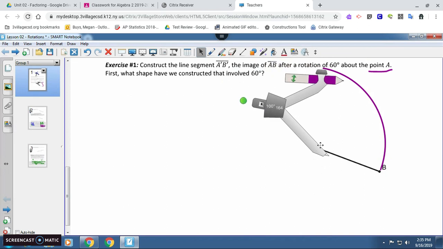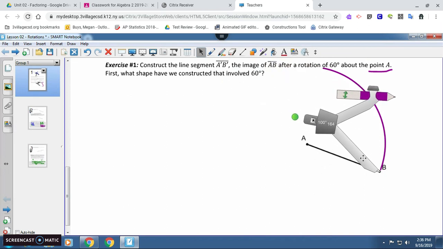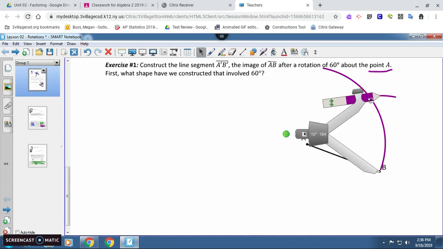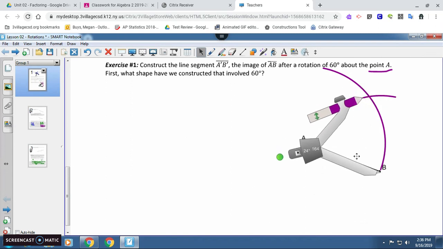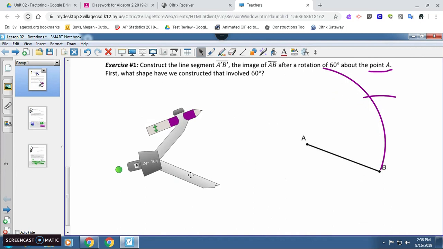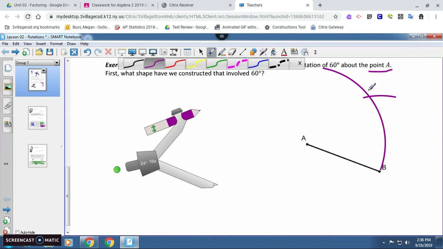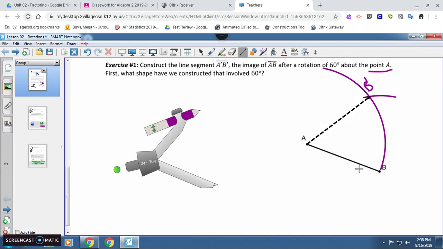Now from B, I can make this point. And I've gotten this intersection. Now that's exactly how much we've moved. A is staying in the same spot, but this new intersection, that's B prime. And we wanted it 60 degrees. I'm just going to use a dashed line just so we can tell the difference between the two. And you don't have to ever dash your line, but now this new line has been rotated 60 degrees counterclockwise from point A.